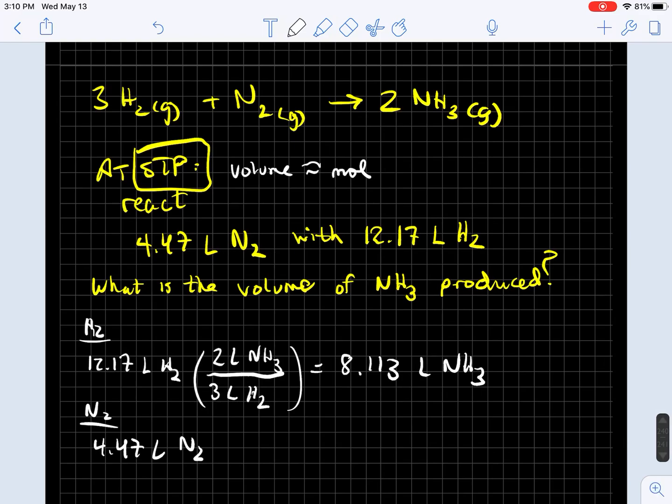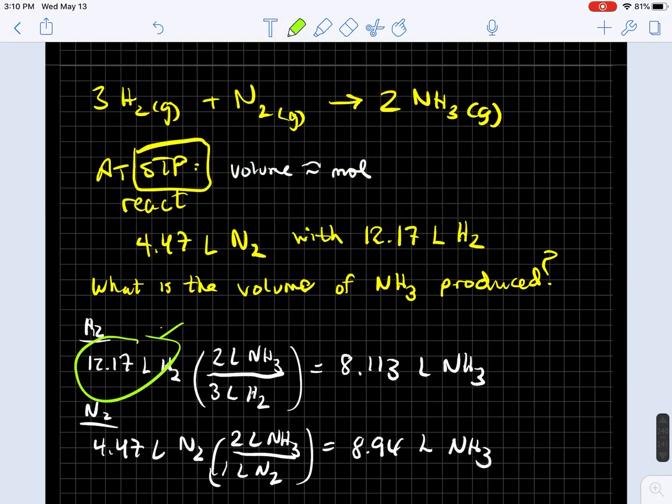4.47 liters of nitrogen. And we use the volume ratios, mole ratios to be the same. So 1 liter of nitrogen would produce 2 liters of ammonia. And we get a yield of 8.94 liters of ammonia. So in this case, even though we had a large number, 12.17 liters, this is actually my limiting reagent, and this is my yield. That would answer the question.